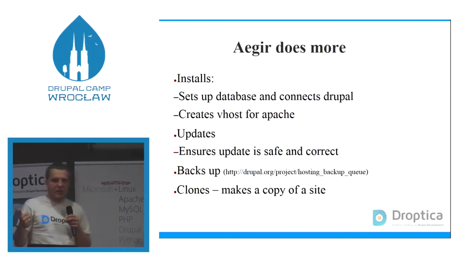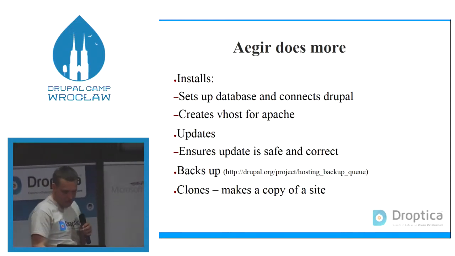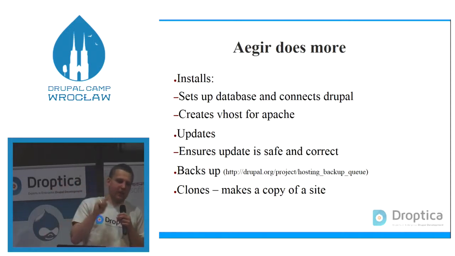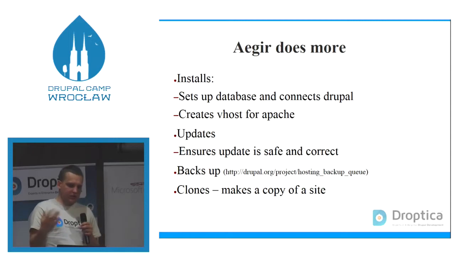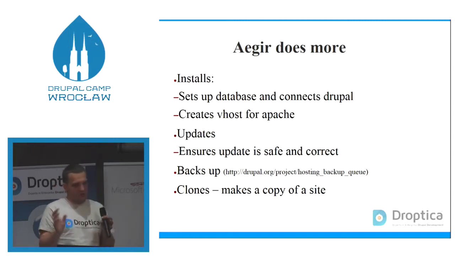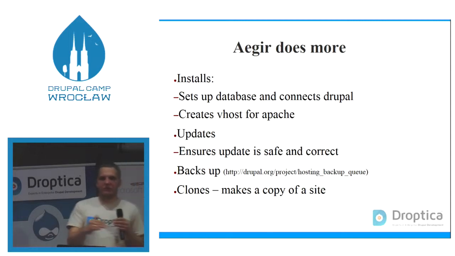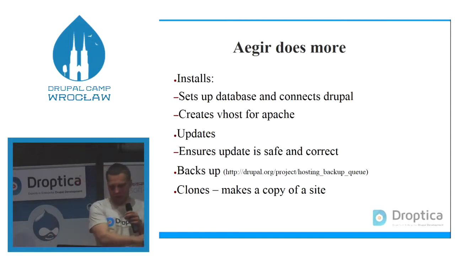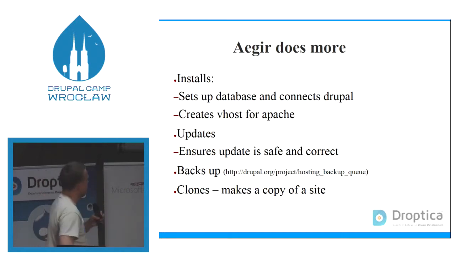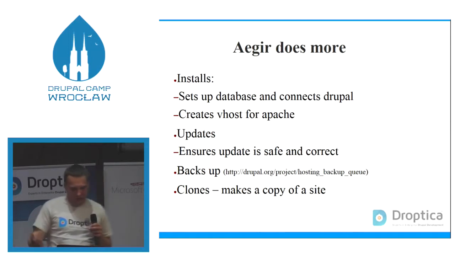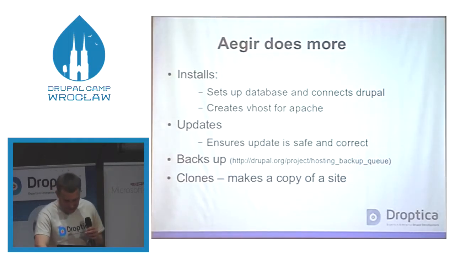It installs your sites quickly, it updates them, it backs them up. Now there's a project, Hosting Backup Queue, where you can tell each website how often Aegir should back it up. During crons, Aegir will dump the database into the folder, tarball it all, and put it into a separate folder. The whole website is going to be backed up, and it can do it daily, weekly, monthly. Really cool. You can also do these backups manually.